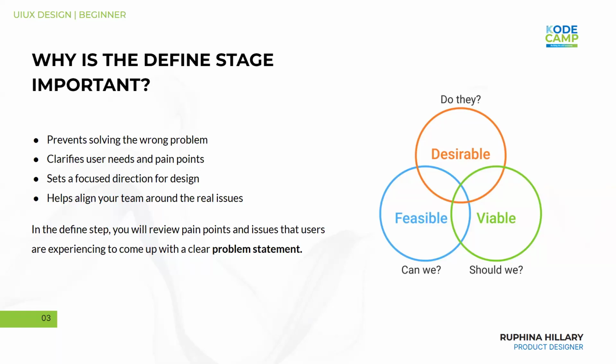Maybe the budget that you have in the company we're working for. And if you do not try to define the problem at this stage, you might end up solving the wrong two out of the 20 you have found. So it prevents us from solving the wrong problem. It clarifies users' needs and their pain points. It sets a focused direction for design, and it helps to align your team around the real issues.